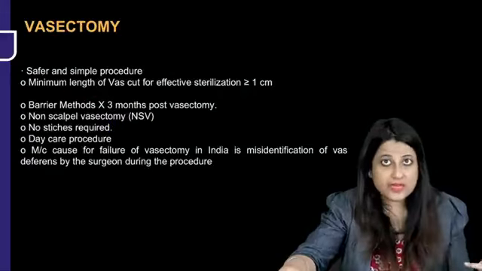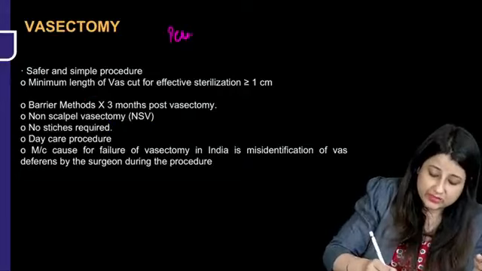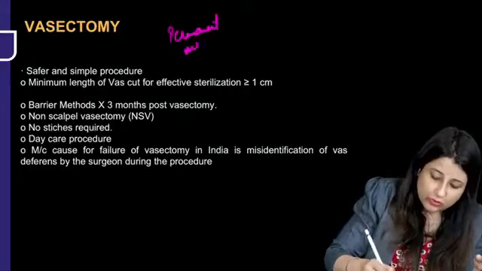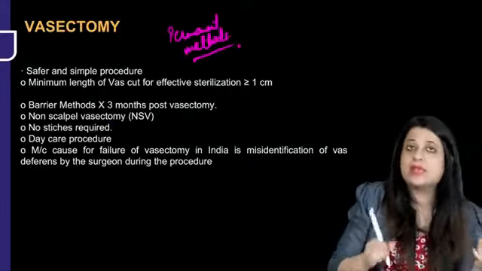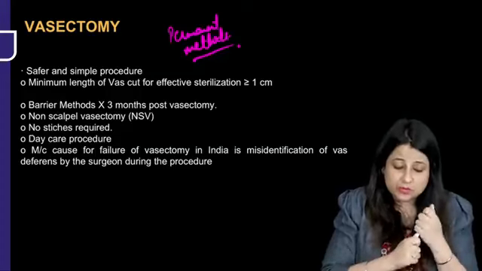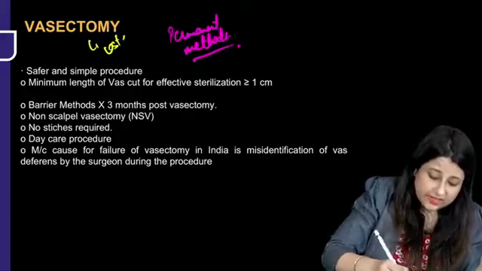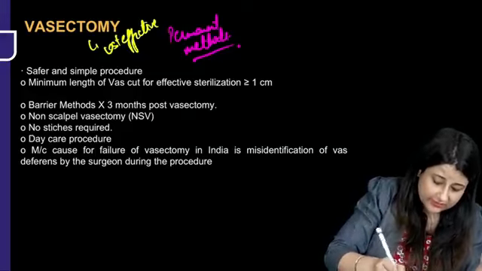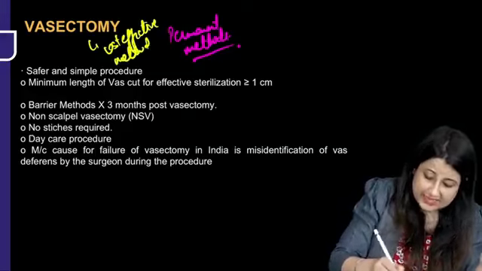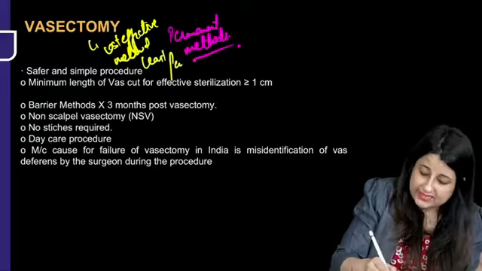Coming to the last part, now we have permanent methods of family planning. When I talk about permanent methods, we have vasectomy and tubectomy. Most important, please remember, vasectomy is the cost-effective method. Plus, it has the least failure rate.